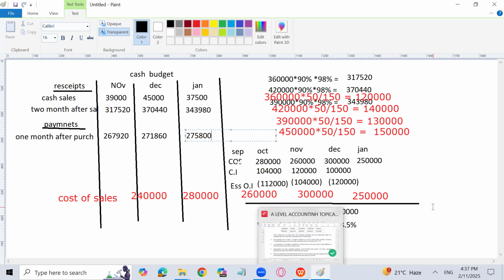We have to calculate the cost of sales. Now you can easily understand, Fareed, that you were of the view, sir, why the purchases are equal to the November closing inventory. Because in that question, we were asked that closing inventory is 100% of next month sales. That's why. Otherwise, the pattern of the solution is the same.